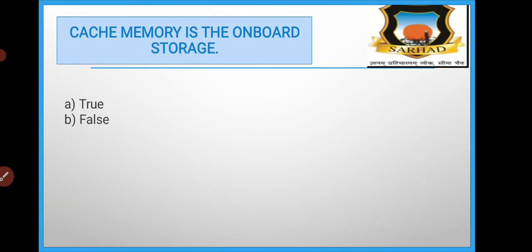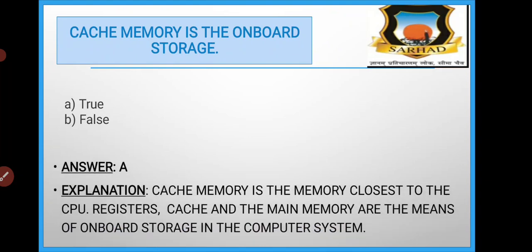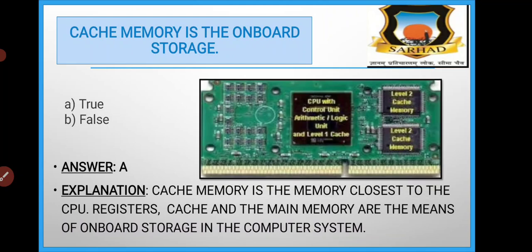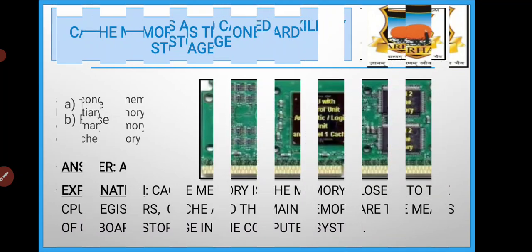Question number 5. Cache memory is on-board storage. Is it true or false? The correct answer is true, because cache memory is the memory closest to the CPU. Registers, cache, and main memory are the means of on-board storage in the computer system. That's why cache memory is on-board storage. It is true, so option A is correct. This is a figure for the cache memory.